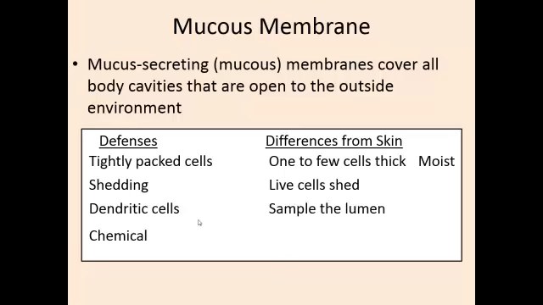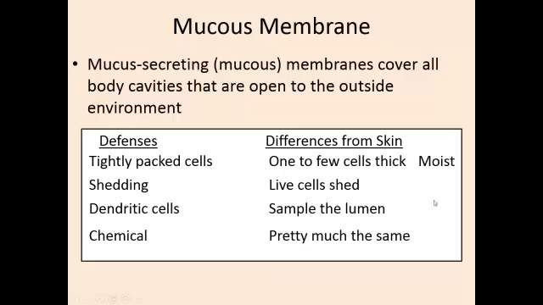Now, the chemical defenses of the mucous membrane are pretty much the same as the skin. Defensins are being excreted. Oftentimes there is a low pH. Well, it depends upon where we're talking about. We also produce lysozyme that is in the mucous membrane, but we don't have sebum. Because the mucous membrane is moist, you don't need to have oils to keep it nice and flexible.